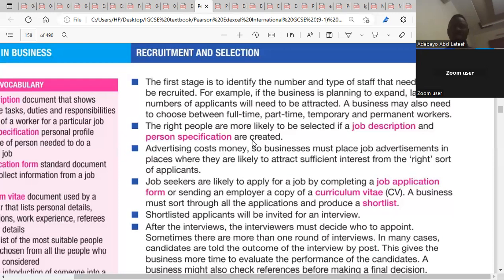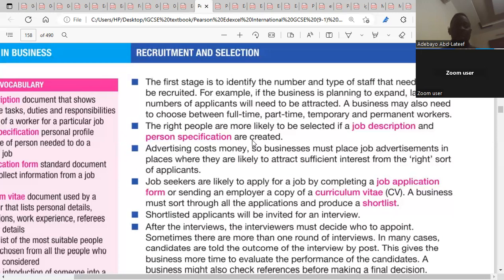The third one is advertising cost. You need to think about how cheap your advertising should be. That's the third stage. The fourth stage, are you with me? Yes. The fourth stage is about job application.